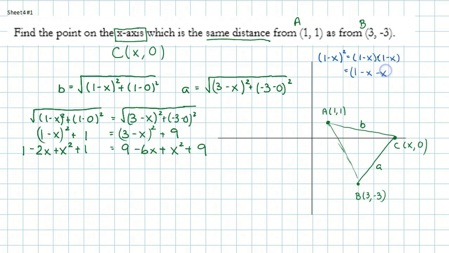Minus x times 1 is minus x. Minus x times minus x is plus x squared. So therefore we get 1 minus 2x plus x squared. Now you'll notice I've left it in brackets.